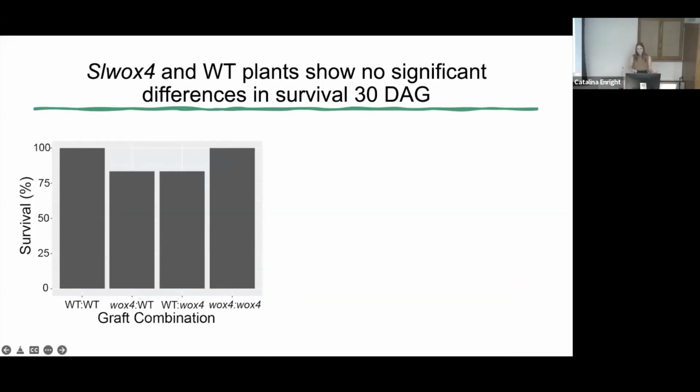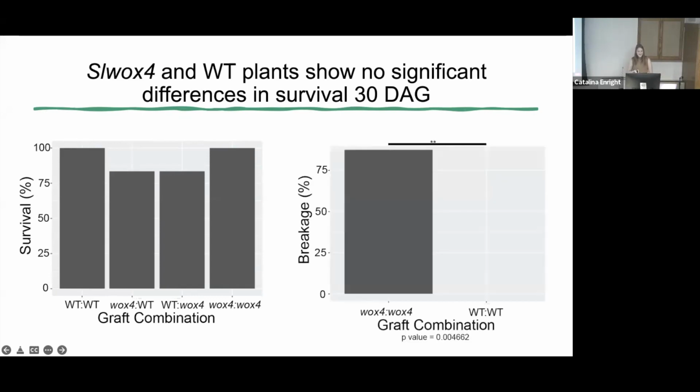Maybe the most disappointing graph of my PhD was when I grafted these and they all performed almost exactly the same. But luckily, I knew that I could perform a bend test on them. And I showed that the self-grafted WOX4 plants were very fragile and easy to break, whereas the wild type plants were very strong. So despite there being no difference in survival, there was a huge difference in the integrity of the junction itself.